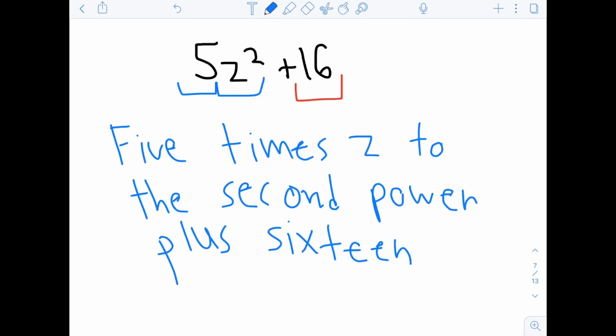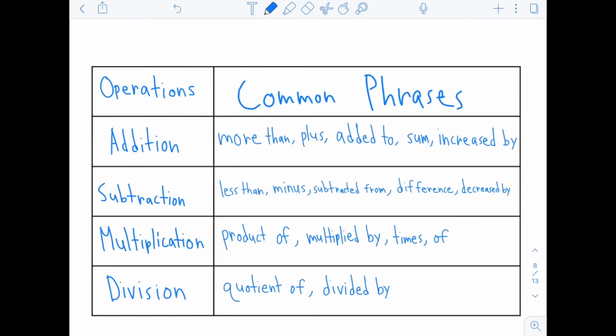So what if we're going from verbal to writing an algebraic expression? Well, there are some key phrases to look for. If you see something like more than, plus, added to, or sum, or increased by, that means that you're going to add those two numbers. And when you see the opposite of that, if you see less than, or minus, or subtracted from, then that's going to be subtraction. And if you see product of, or just of, or multiplied by, then that's multiplication. And if you see quotient of and divided by, that's division.